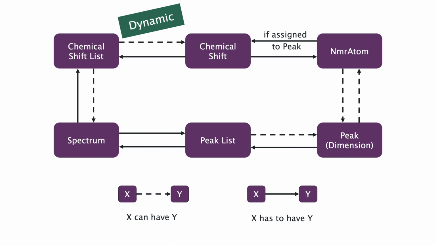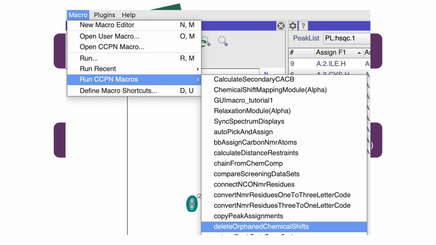As I said, very often orphaned chemical shifts arise as part of mistakes that were made and then corrected, and often it is helpful to remove these orphaned chemical shifts from your project. You can do this with a macro. Go to the macro menu, run CcpN macros, and then delete orphaned chemical shifts.